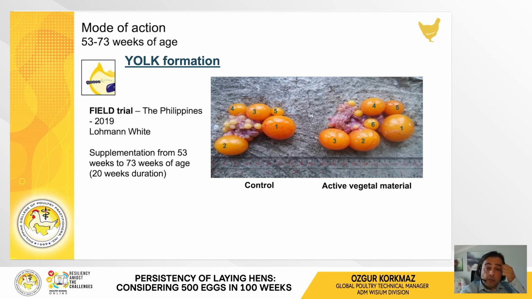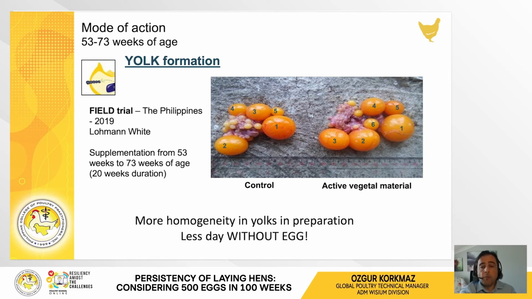We tested in the Philippines in 2019 between 53 to 73 weeks of age. They took active vegetal material during the 20 weeks, and you see the yolk situation in the control group and with the active vegetal material. We have more yolks ready to lay per day. It means we will have fewer days without egg.